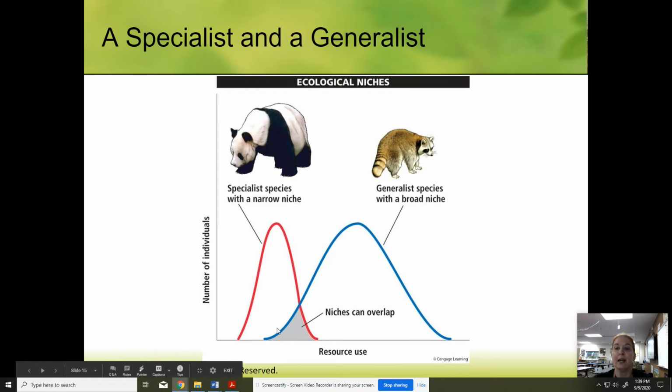Now these niches can overlap. So I want you guys to think, what would happen in this area where they overlap? Just think about that for a second. So usually what would happen is this would kind of go down straight. When the niches overlap, to avoid competition, the raccoon would stay on this side and the panda would stay on this side. That way they still get what they need, but they're not having to compete with each other. Because believe it or not, nature goes out of its way to not compete. I think more humans need to do that.